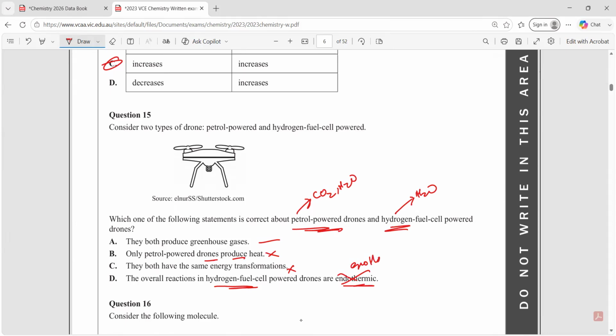Okay. That's the reaction that's happening in the hydrogen fuel cell. And you can see that that's a very clear combustion reaction, which is always going to be exothermic.